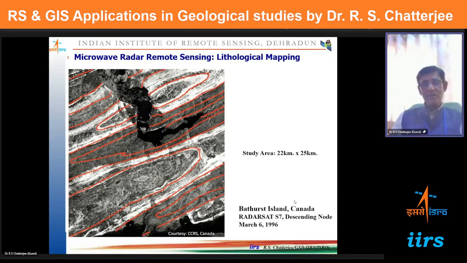Now, this is another example in radar remote sensing: rock type, particularly using the surface roughness. Where the surface is rough, more energy will come back, and more backscattering will happen. So those areas will look bright, and the other areas will look relatively dark. You see, this very dark area is essentially made of shale or clay type of rocks. Those are very fine grained rocks.